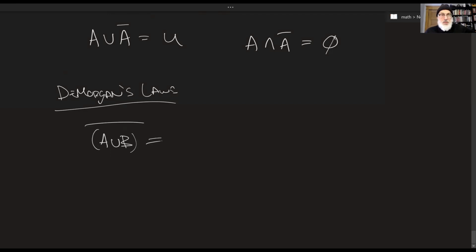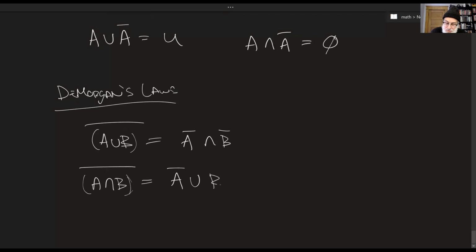So the complement of A union B. So I'm taking all the things that are not in the union of A and B. Well, that's going to be equal to the intersection of the complement of A and B. The same is true if I take the intersection of A and B and I take its complement. This will be the complement of A union the complement of B.